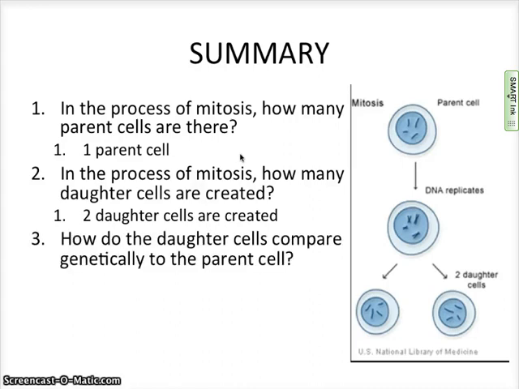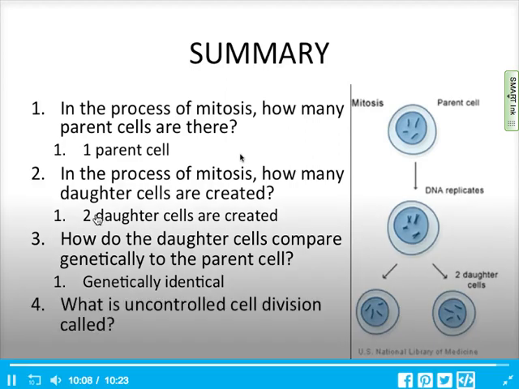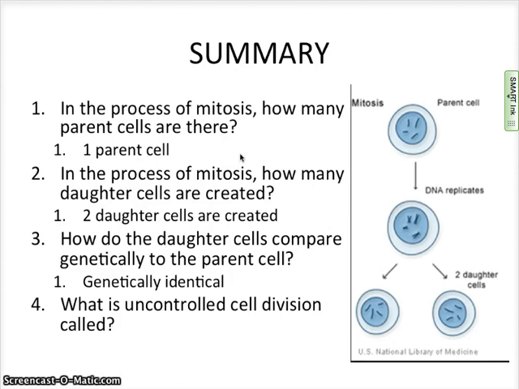Question 3. How do the daughter cells compare genetically to the parent cell? Hopefully you remember that they need to be genetically identical. Remember, the whole point of mitosis is to make an identical copy of the genetics or the DNA from the parent cell. And question 4, what is uncontrolled cell division called? Hopefully you remember that that's called cancer. If you had trouble with any of those summary questions, I suggest going back and reviewing.